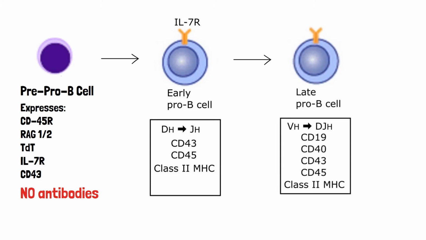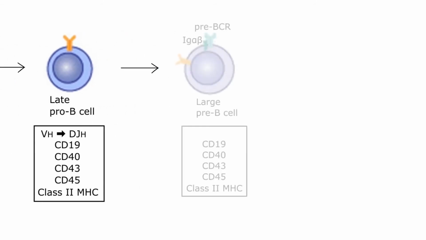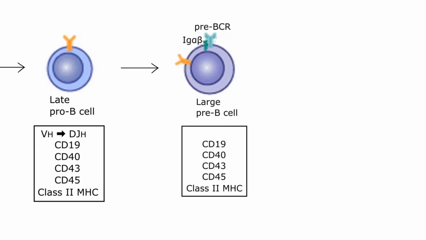The cell has now entered the late prob B cell stage. The essential point is the expression of the Ig alpha, beta, and the CD19 to continue the pathway. The next step in the B cell development is the pre-B cell stage. Here it starts as the large pre-B cell. It maintains the 4 CDs, CD43, CD45, CD19, and CD40, and the class II MHC.